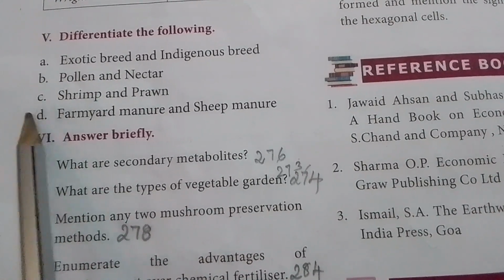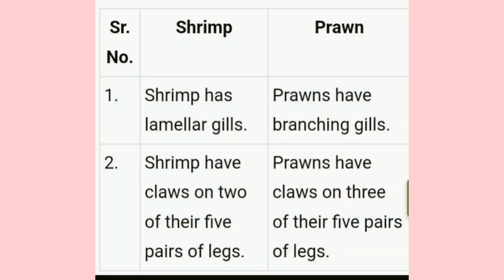Third one C, shrimp and prawn. First point, shrimp has the lamellar gills. Prawn have branching gills. Second point, shrimp have claws on 2 of their 5 pairs of legs. Prawn have claws on 3 of their 5 pairs of legs.